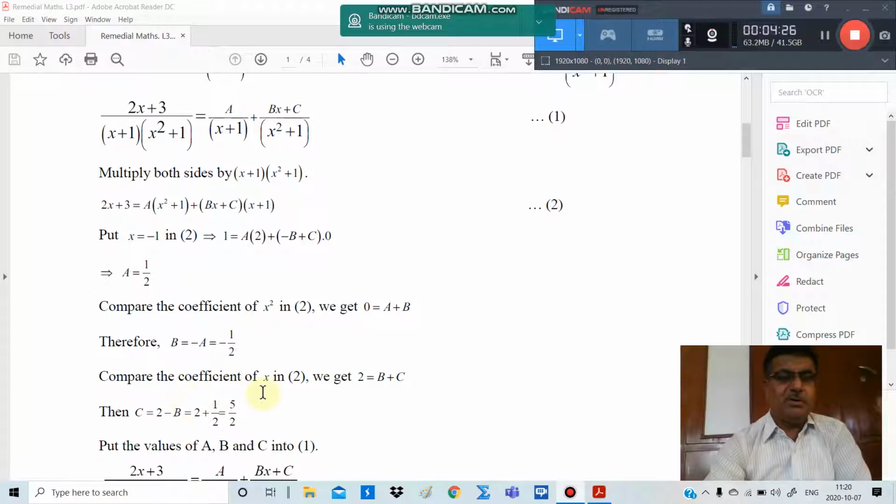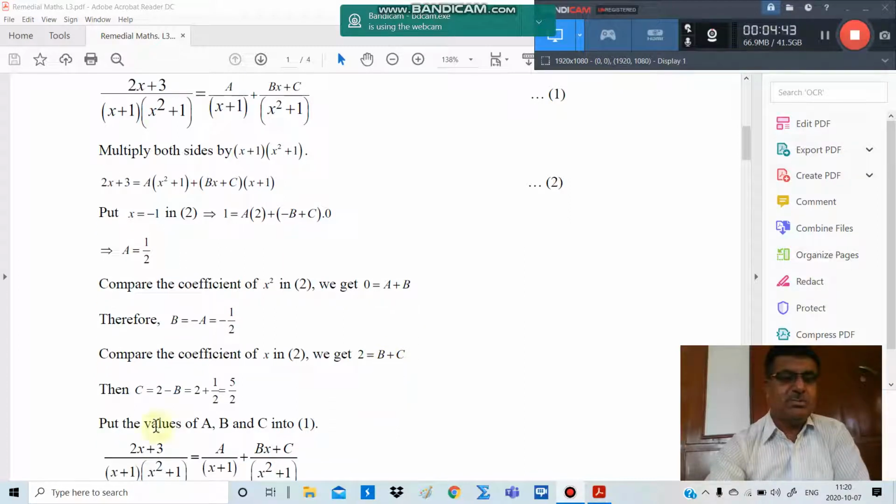Now compare the coefficient of x in equation 2. On the left hand side, the coefficient of x is 2, and on the right hand side, the coefficient of x is b plus c. Then c will be equal to 2 minus b, which is 2 plus half, as the value of b is minus half. Therefore, this is equal to 5 by 2.